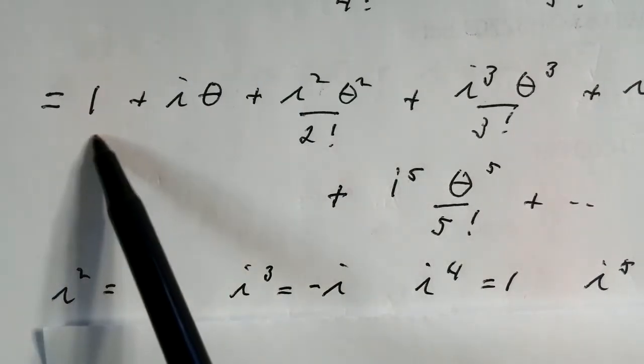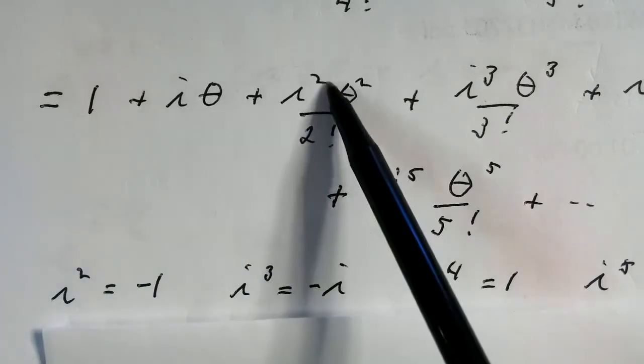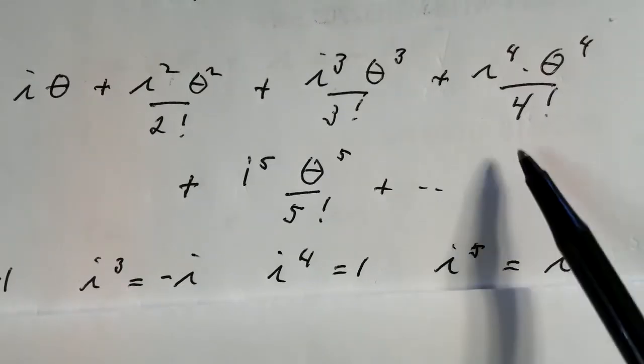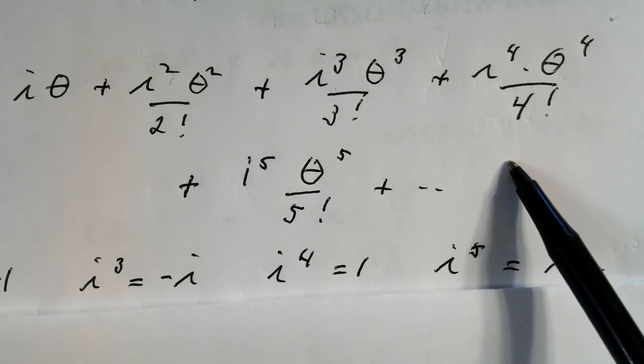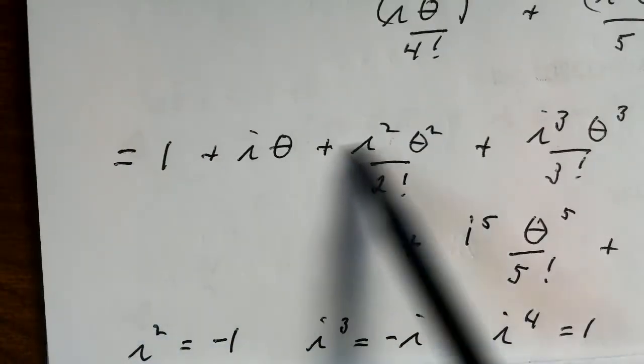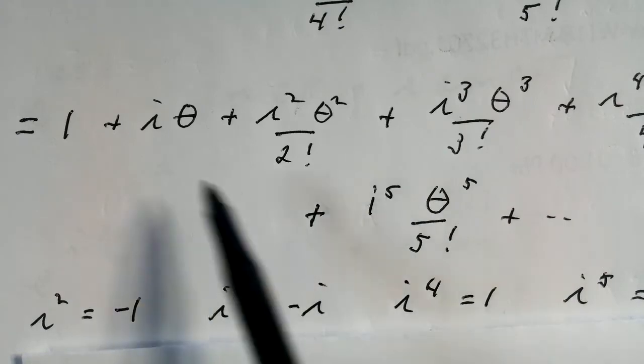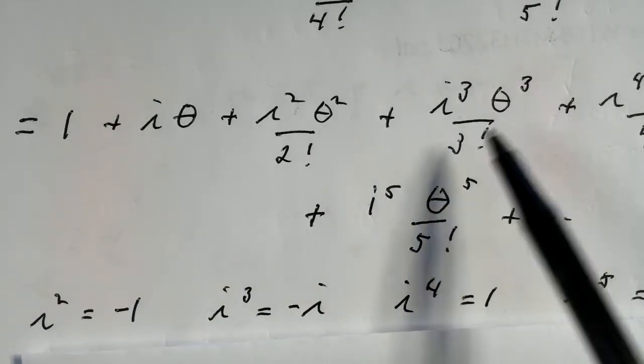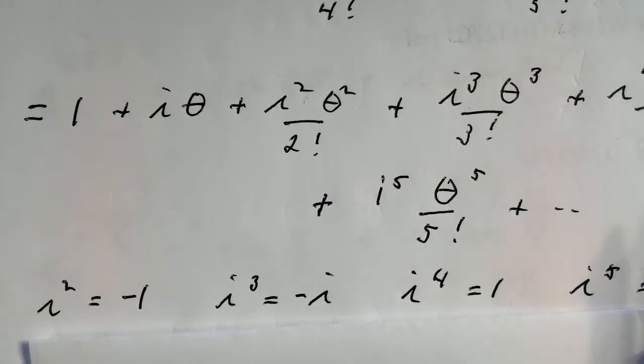So when the dust settles, the terms that don't involve i will be this 1, this term, and the next term would be theta to the 6th over 6 factorial. So we're going to take this infinite series and we're going to put all the terms that are real numbers together and those that involve i or are complex together.